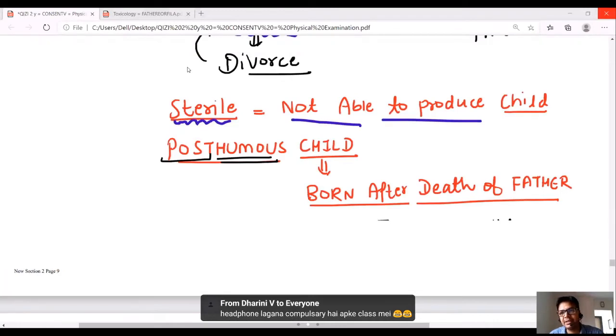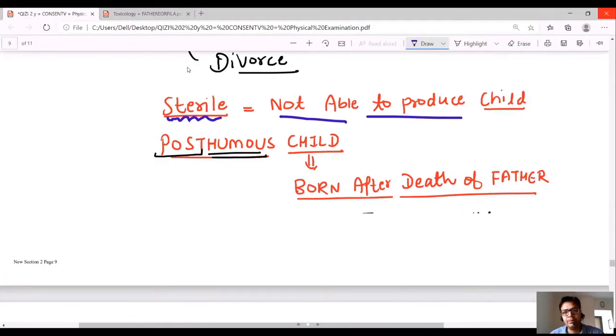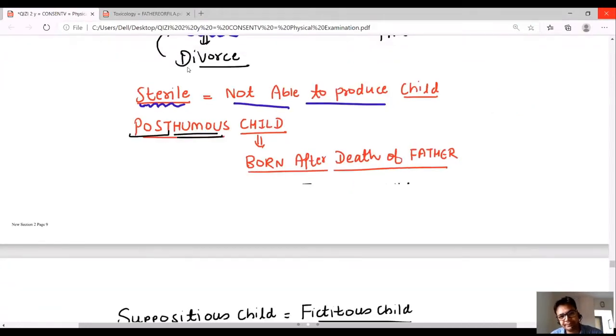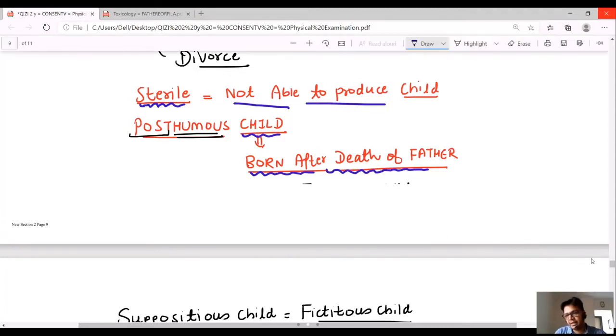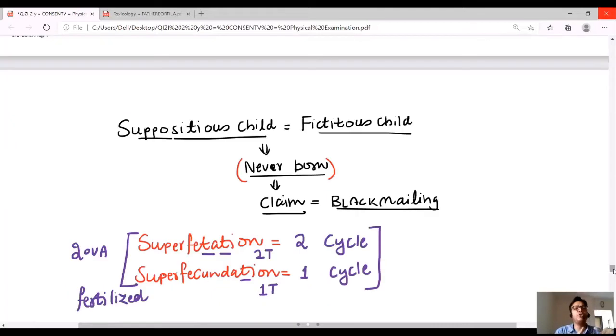What is a posthumous child? A posthumous child is a child born after the death of the father. Any child born after the death of the father is a posthumous child. Doctor Sahab, what is posthumous? Post means after, humus means after the death of the human. A child born after the death of the father is a posthumous child.